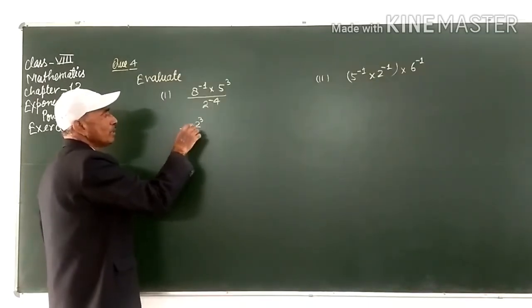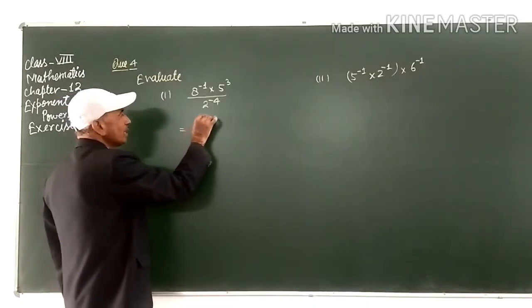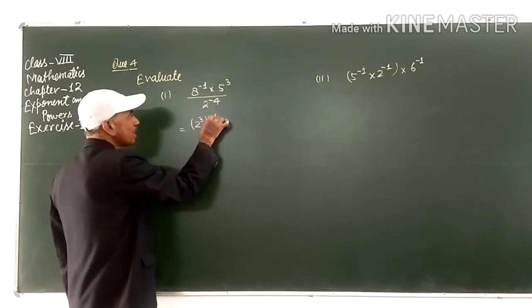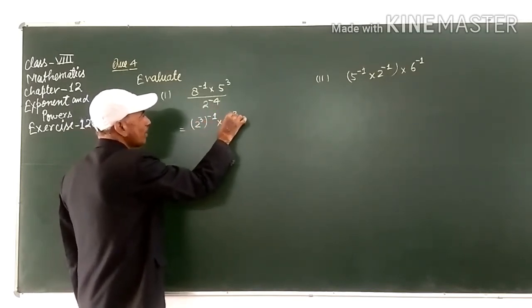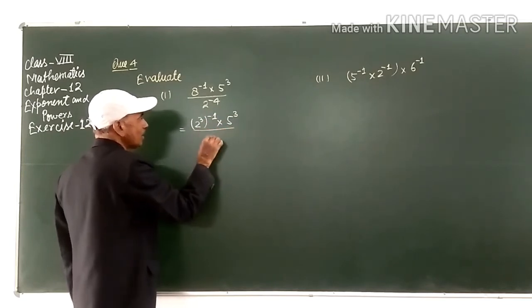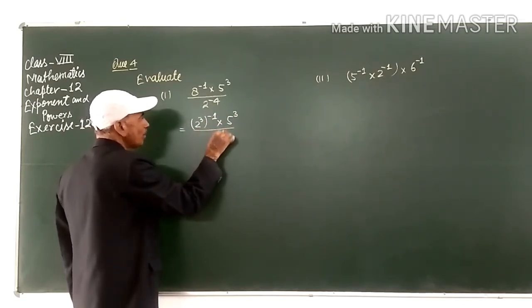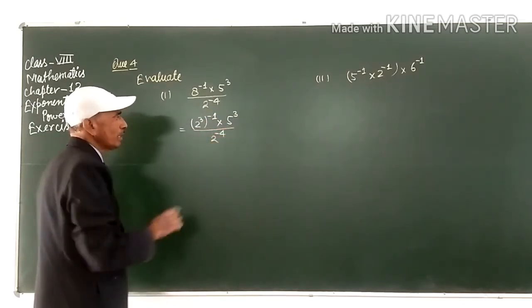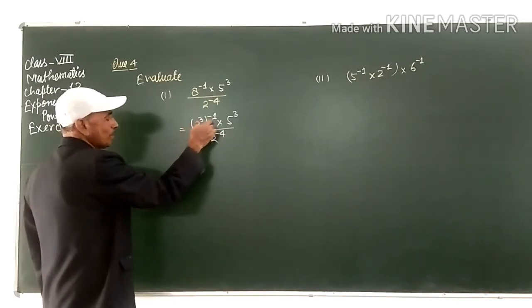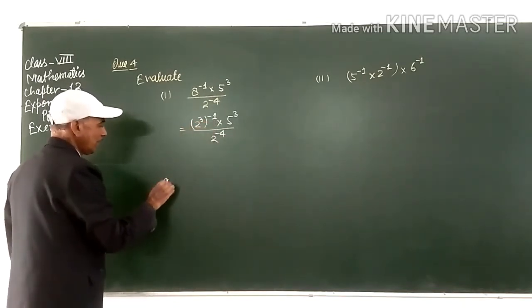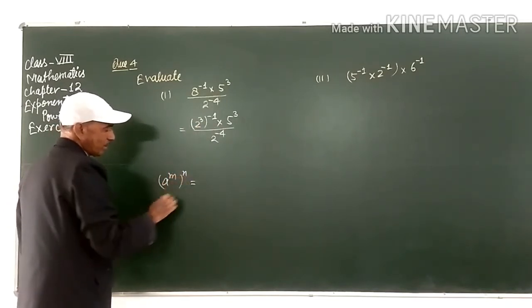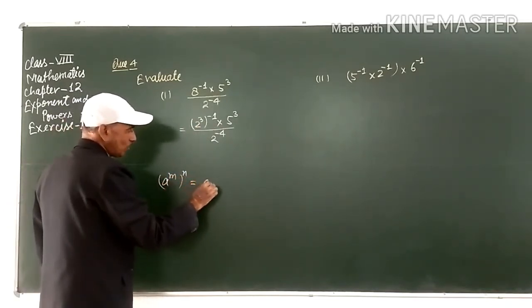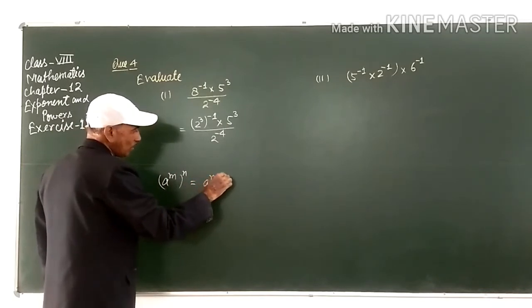It will be 2 to the power 3 whole power minus 1 into 5 raised to the power 3 upon 2 raised to the power minus 4. Clear friends? So this one will be, if a to the power m whole power n, then this one will be a to the power m into n.